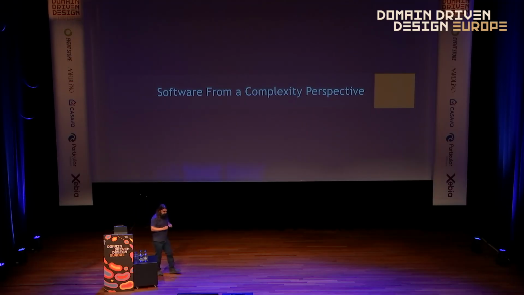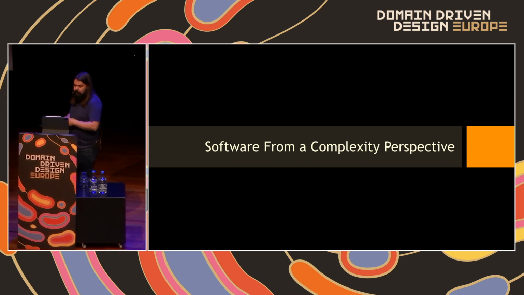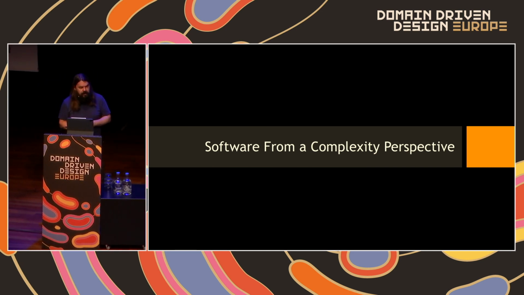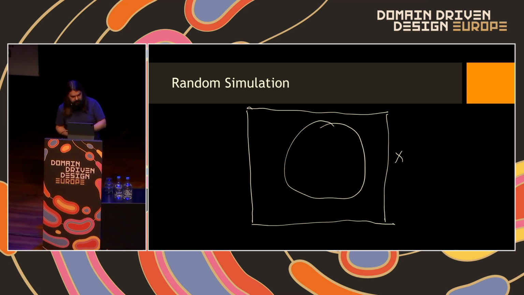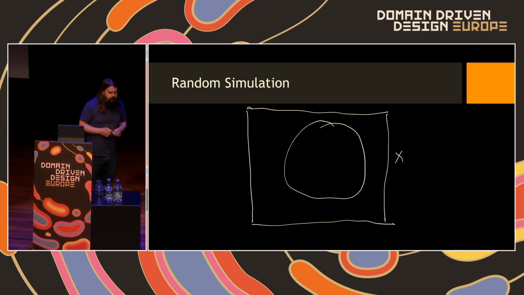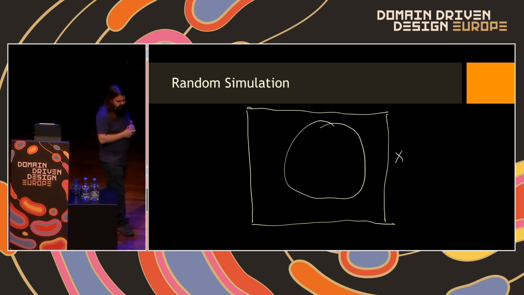So to tie this back to software and make it useful, we need to look at software from the perspective of the complexity sciences, and there's an awful lot of tools, an awful lot of ideas in complexity science, so I'm just going to show you two today that are particularly relevant to what we do as software engineers, and hopefully it will seem familiar. The first thing I'm going to talk about is something called random simulation. This is a standard concept in statistics.